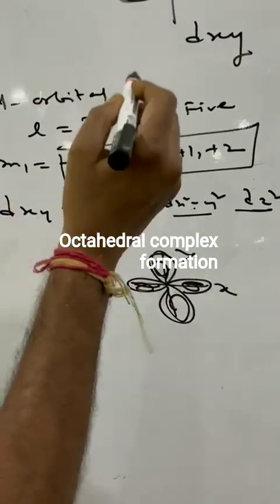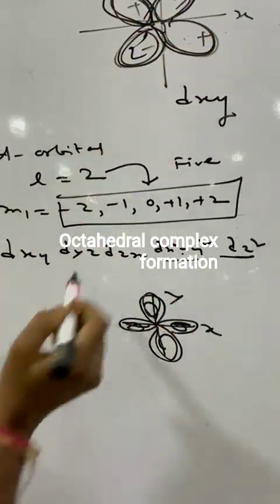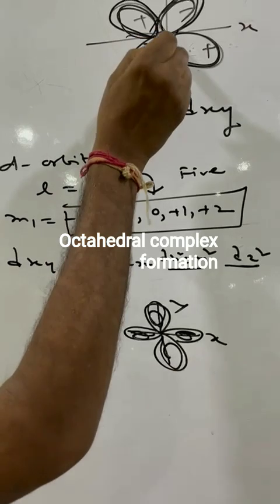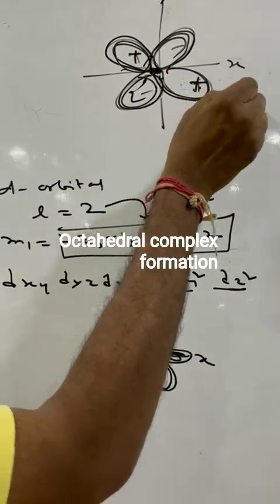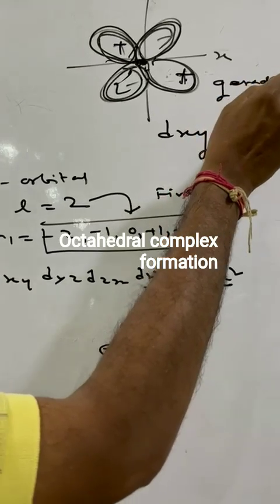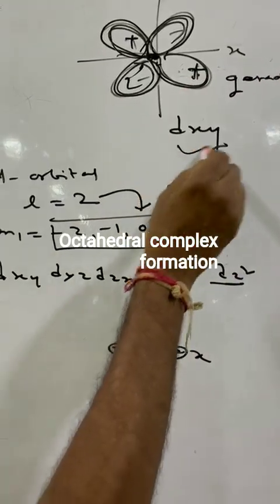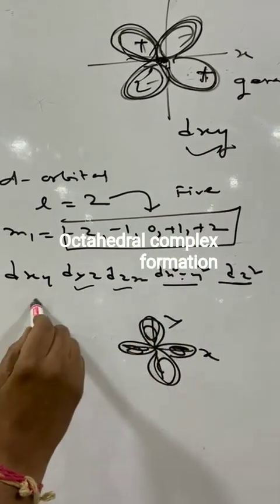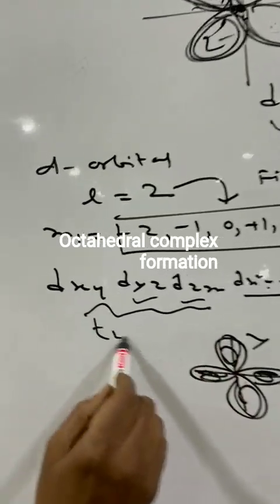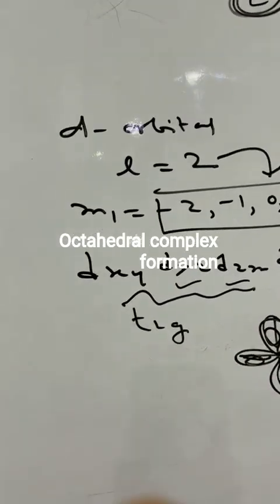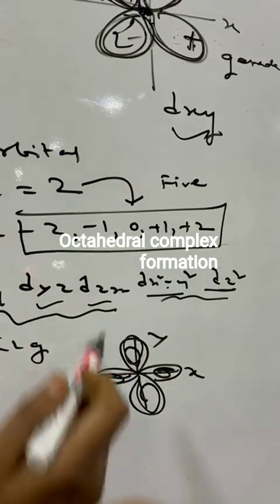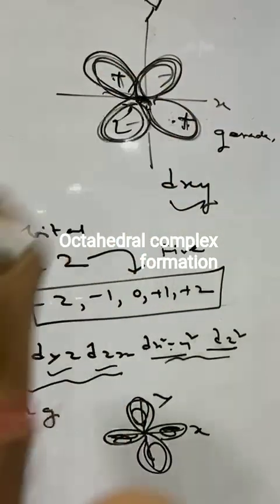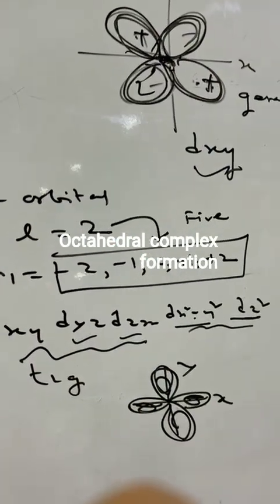These are nothing but electron density, where this is called the point of inversion, plus sign. That side is also plus sign. So this is called gerade symmetry. So these dxy, dyz, dzx are called the T2g set, triply degenerate set. And these are called the doubly degenerate set, all have gerade symmetry. The point of inversion, this side and this side are the same.